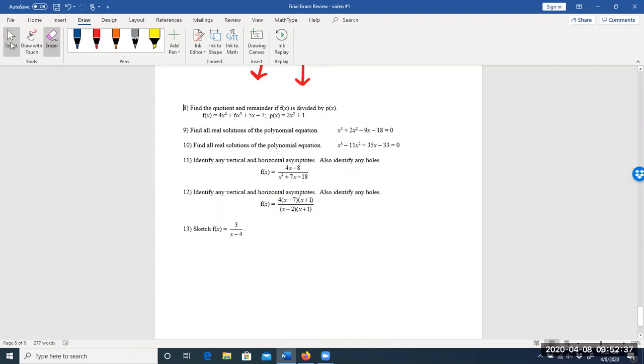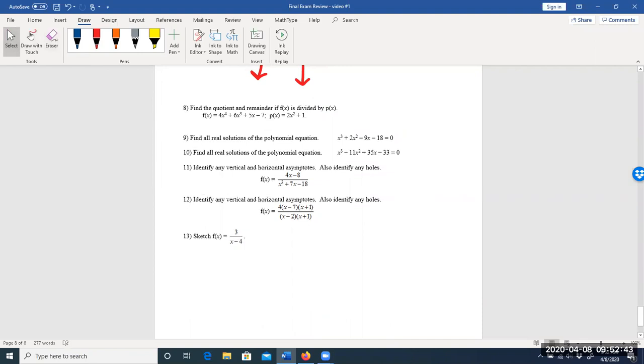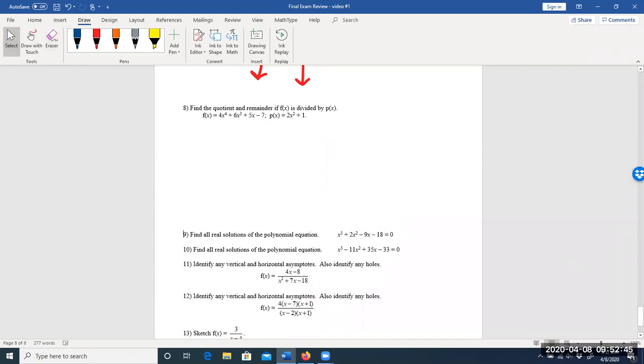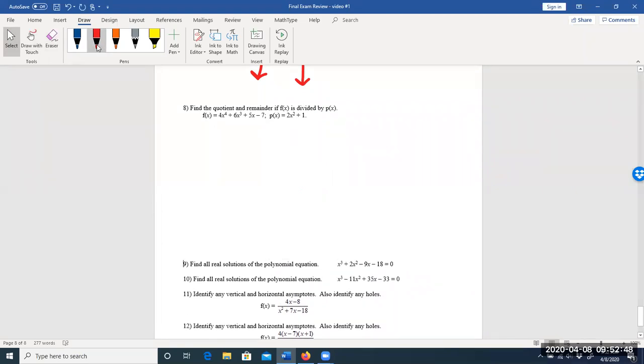Number 8, we have a long division problem. Sorry, I'm trying to move this one down here. For long division, and by the way, I could not use synthetic division for this even if I wanted to, because my divisor has a degree of 2.